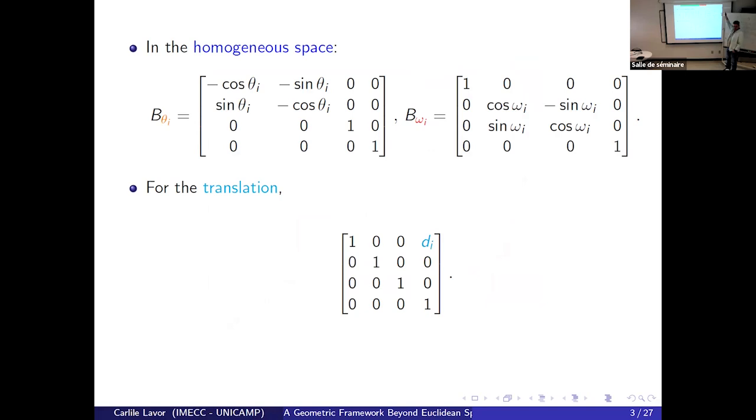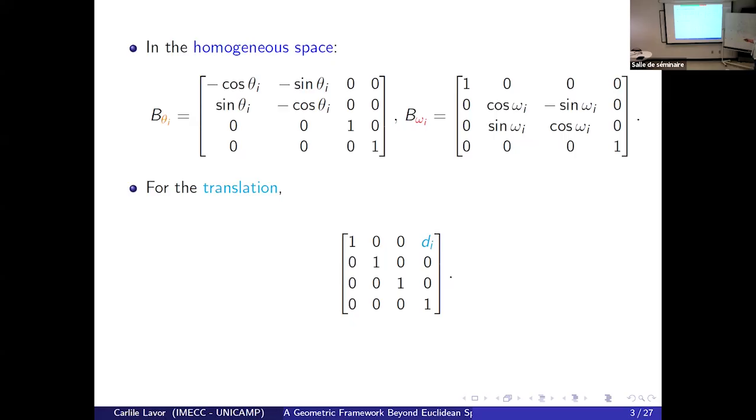Because in R3, it's impossible to represent translation of the 3D space using a matrix. Why? Because translation is not a linear transformation. But if we represent the 3D space in R4, we can represent translations of the 3D space using a matrix. This is why the homogeneous coordinates in R4 are nice, because we can linearize the translations.